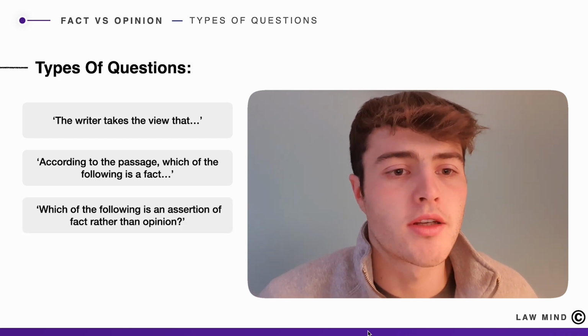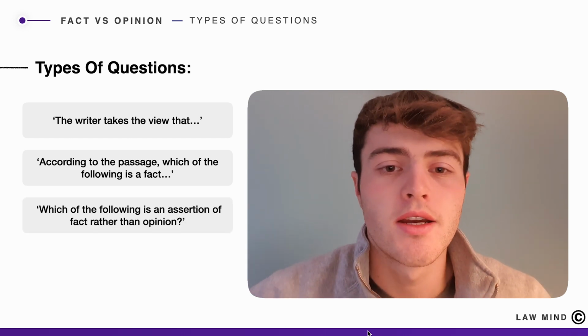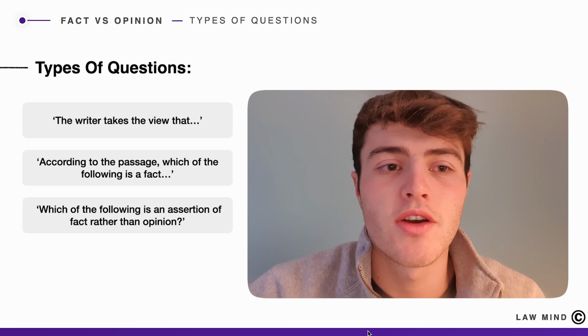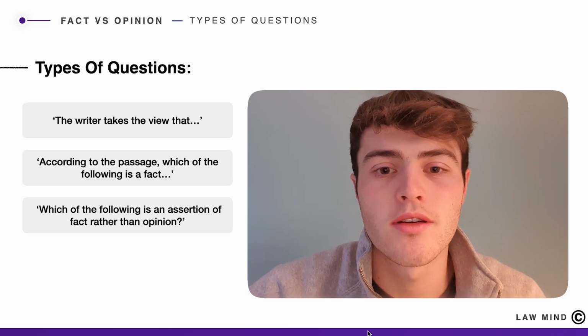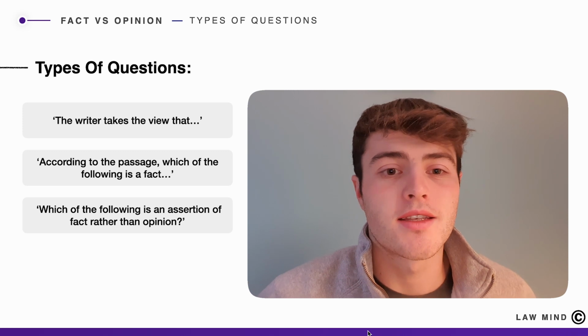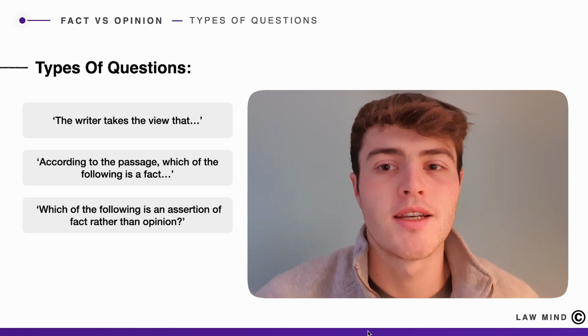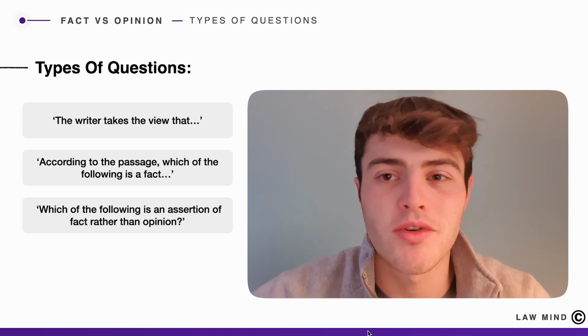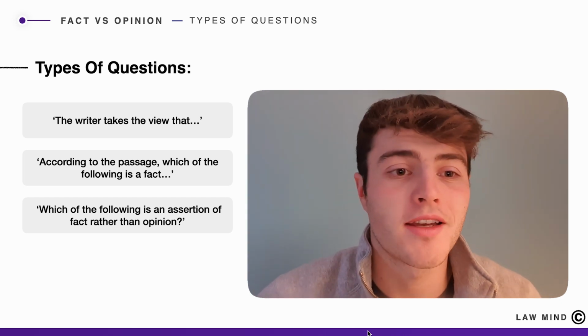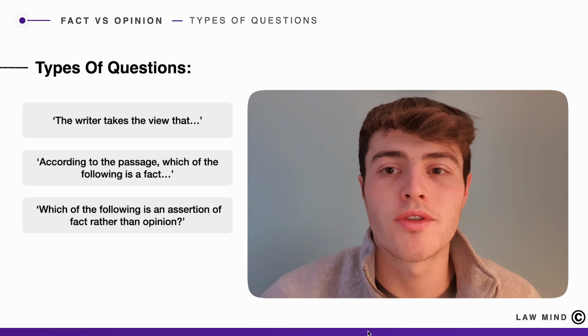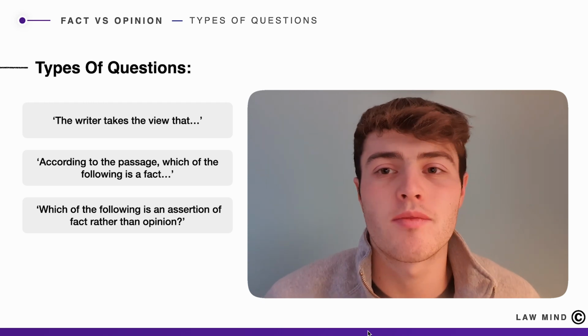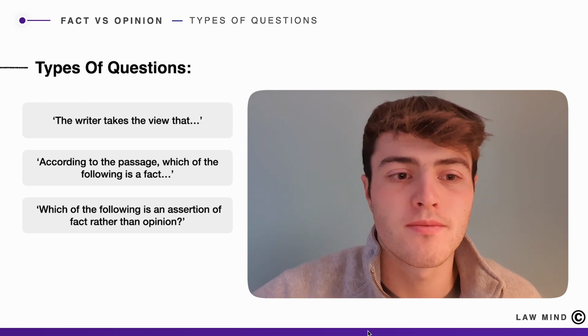The third type of question, this is very similar to the second: "which of the following is an assertion of fact rather than opinion?" So this is asking you exactly the same question. Don't be fooled by it saying assertion of fact. As I said before, that's just because we can't work out what's actually a fact, and so we have to work out what's asserted or presented in the text as factual.